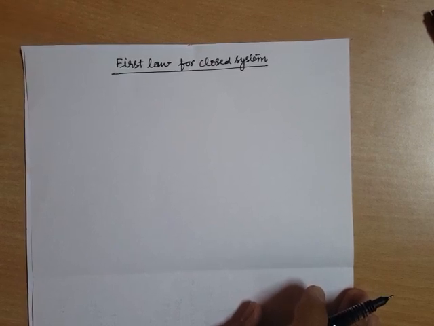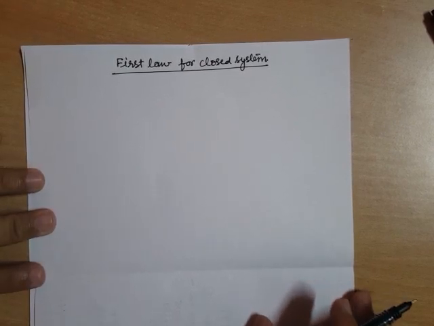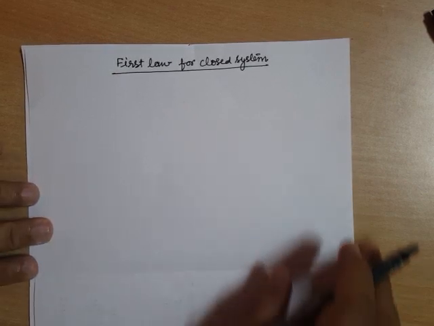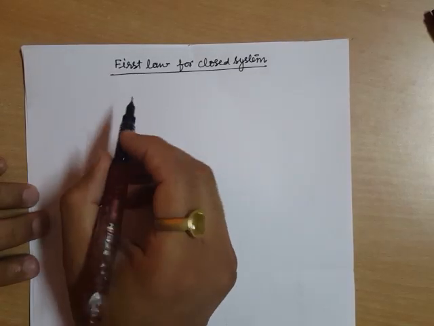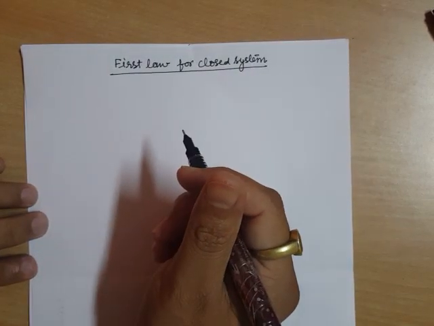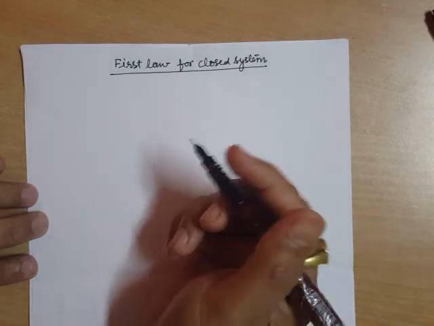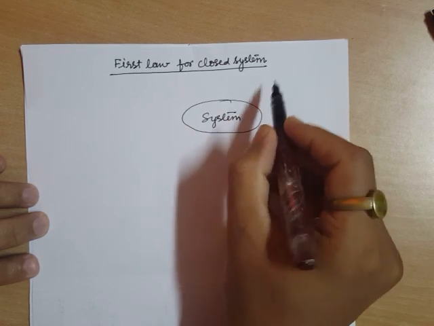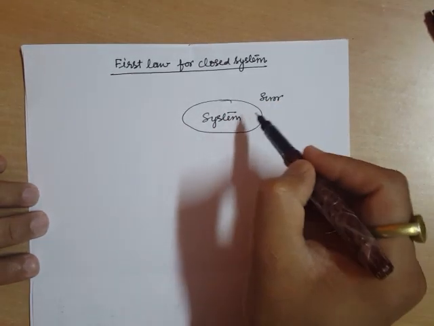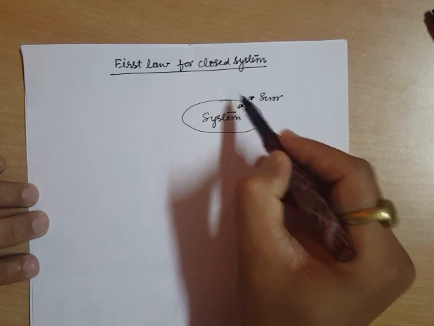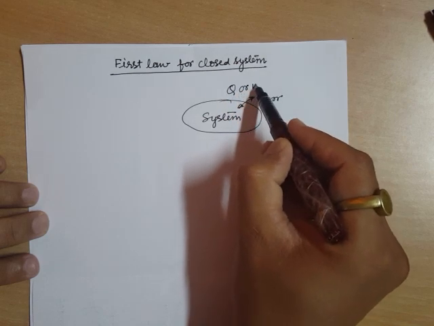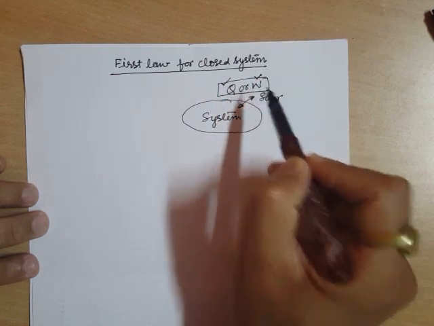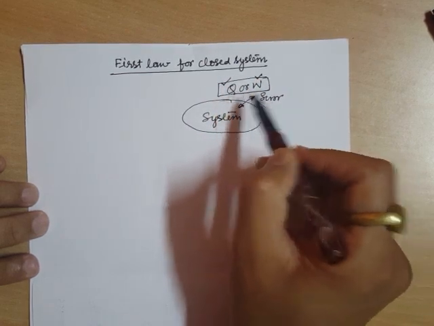Today, our topic of discussion will be the first law when we apply it to a closed system. Now, we know that when a system interacts with its surrounding, it can interact in two modes, either in the form of heat or in the form of work. We know that both work and heat are path functions and they are energy in transit.